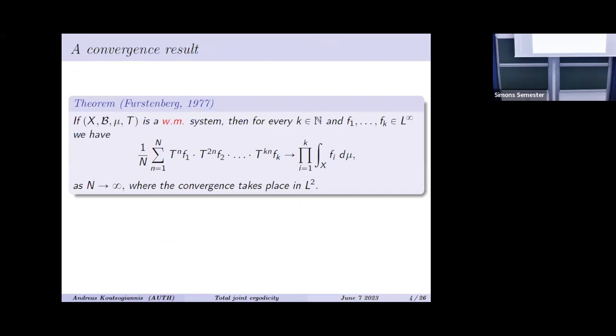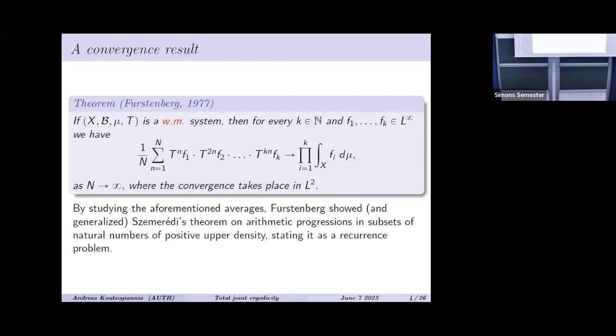Now, again, as we already saw in Sebastian's talk, my talk is going to be a revision, I guess, in most of its part. If you start with a weakly mixing system, then for any k in N and k bounded functions, this average, the Cesàro average of T^n f1 up to T^{kn} fk, which I'm going to call the Fürstenberg average, converges to the expected limit, or as Dr. Bergelson says, the correct limit in L2. This is a result due to Fürstenberg from '77.